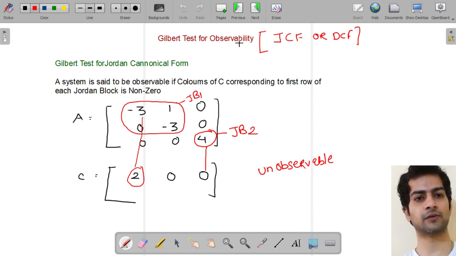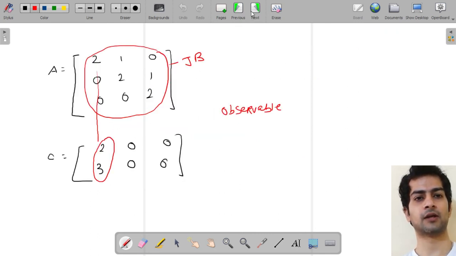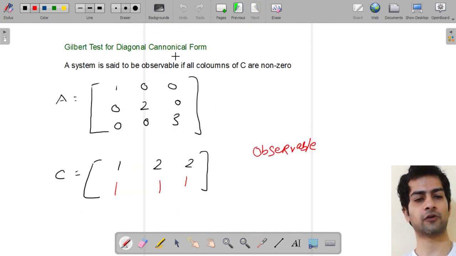Now, similarly for observability, here we have to check the first row of Jordan block, and corresponding to that first row, we have to check the column elements of matrix C. And if that column is not zero, then our system is observable. Now, coming to DCF for observability, we have to first identify that our matrix A is in DCF or not, and then we have to check that all columns of matrix C should be non-zero, and so our system will be observable.